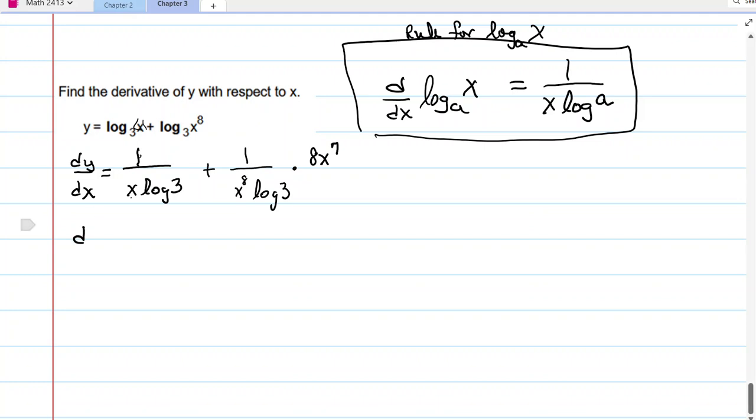So we have dy/dx is equal to 1 over x log 3 plus, and here we're going to cancel, let's cancel that and make it x to the 1. So we're going to have 8 in the numerator, x log 3. Okay, and this is the answer.